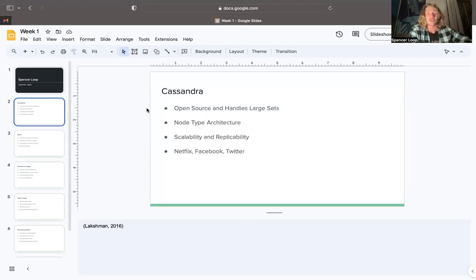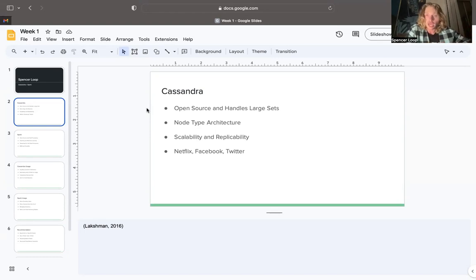So starting with Cassandra. Cassandra, like the other, is an open source data set, and it tends to handle large data sets better than what I kind of drew as the industry standard, Hadoop. So if you compare it to Hadoop, Cassandra can handle a lot larger data sets.